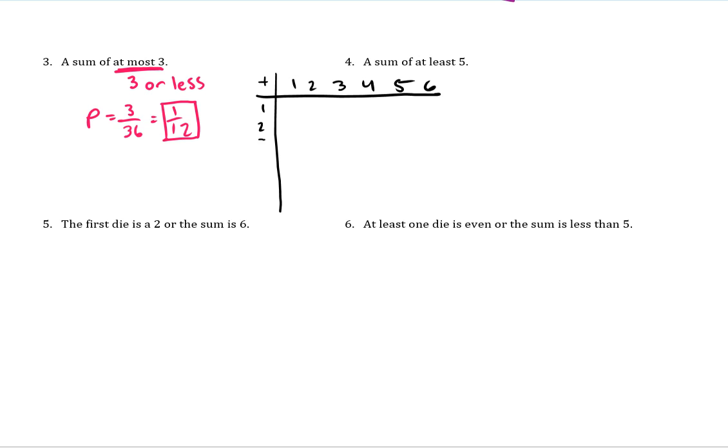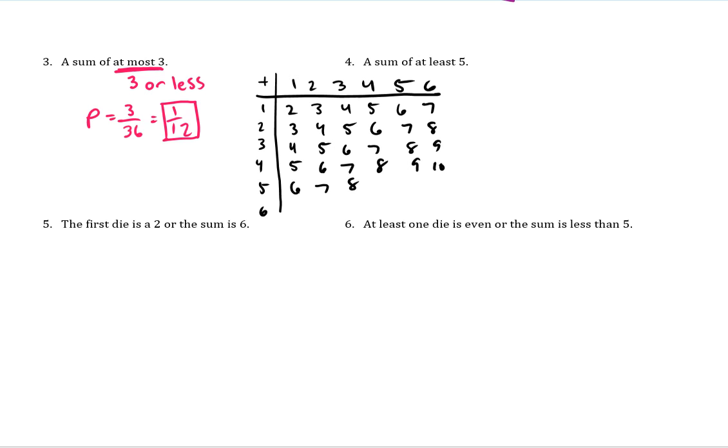So we've got 1, 2, 3, 4, 5, 6, and then 1, 2, 3, 4, 5, 6. And then adding these up, I have 2, 3, 4, 5, 6, 7, 3, 4, 5, 6, 7, 8, 4, 5, 6, 7, 8, 9, 5, 6, 7, 8, 9, 10, 6, 7, 8, 9, 10, 11, 7, 8, 9, 10, 11, 12. All right, there it is.